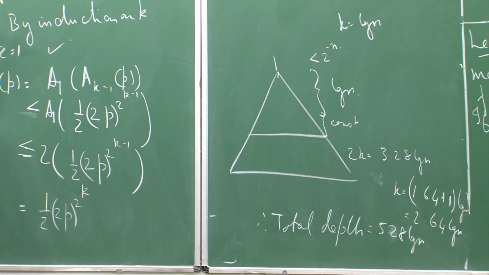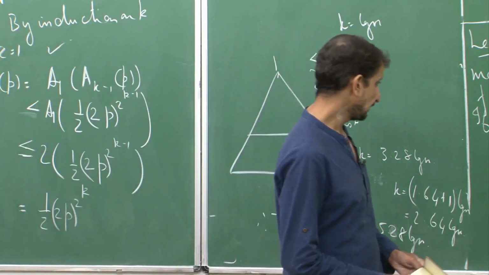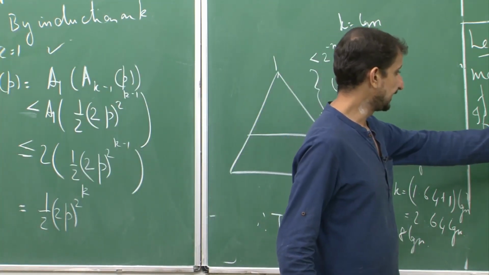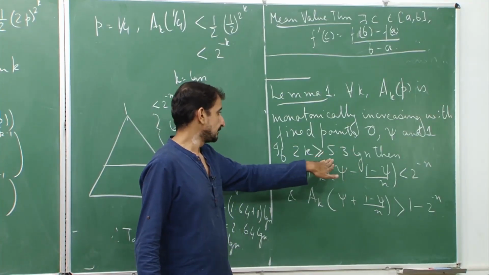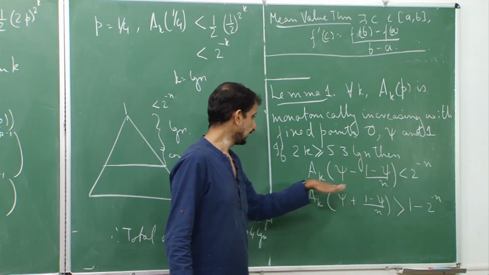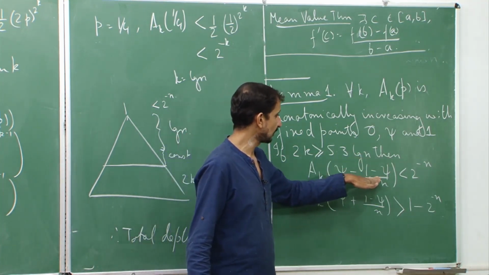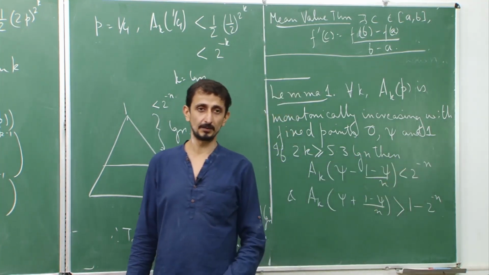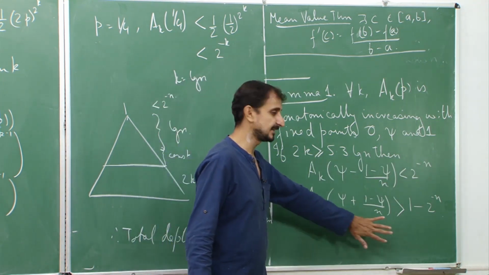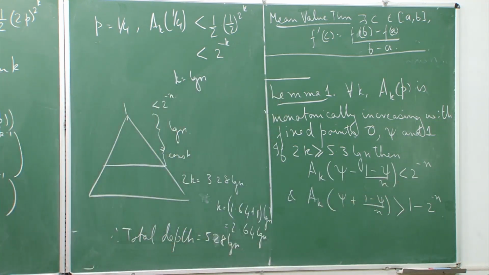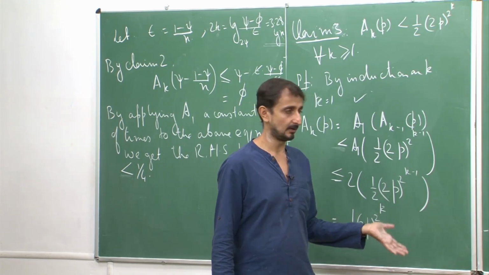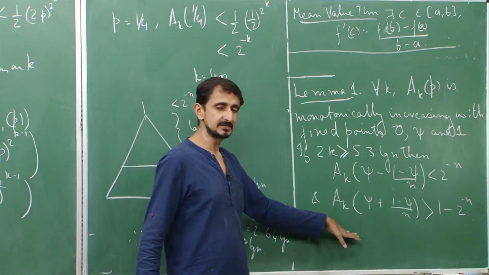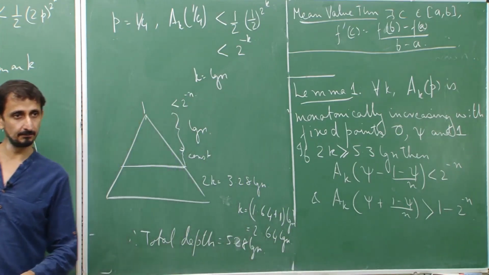Okay. So, what we have shown is that if 2k is greater than or equal to, well, I have 5.28, so I had just 5.3 log n, then A_k of (phi minus 1 over phi) by n is at most 2 to the power minus n. And as I said, the other direction is just symmetric. You can go through the proof and figure out where you have to make changes in order to make that work. That would be a good exercise to understand the proof as well. Okay. Now, once this lemma is proved, how do we get the main theorem?